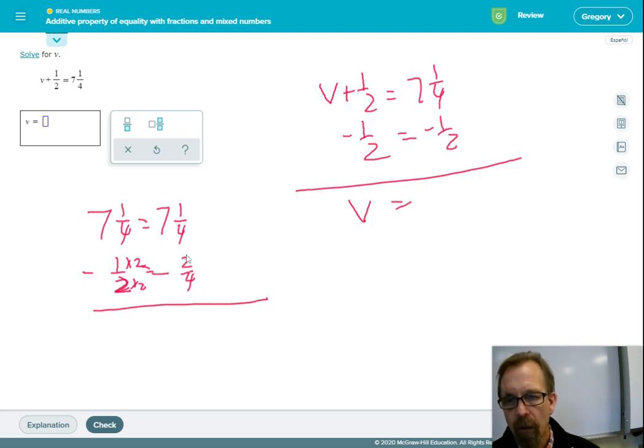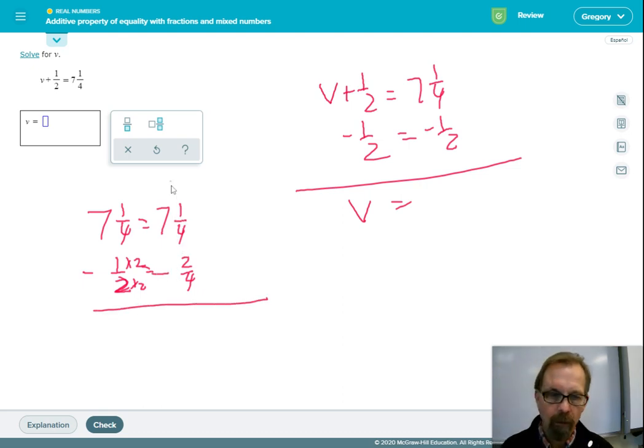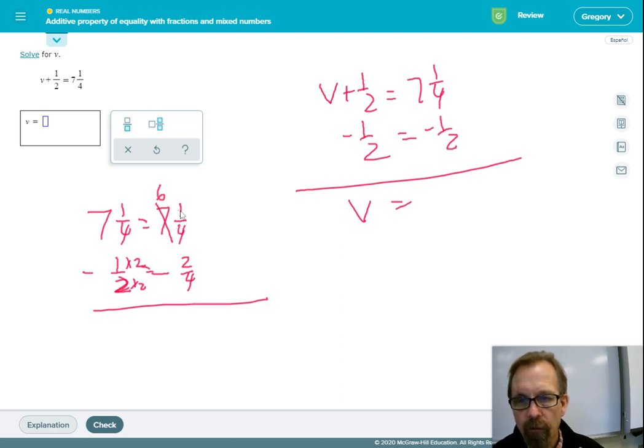We can't really take away 2/4 from 1/4 with this fraction. So what we're going to do is borrow from the 7, make it a 6, and add 4/4 to this. So that makes a 5 on top. What I'm saying is this is the same as 6 and 5/4, minus 2/4. That's what I did right here. I changed that 7 into 6 and 4/4, and I added it to my 1/4. So I got 6 and 5/4.